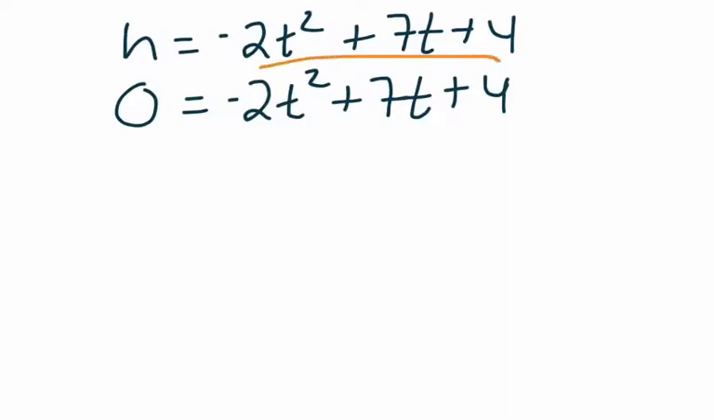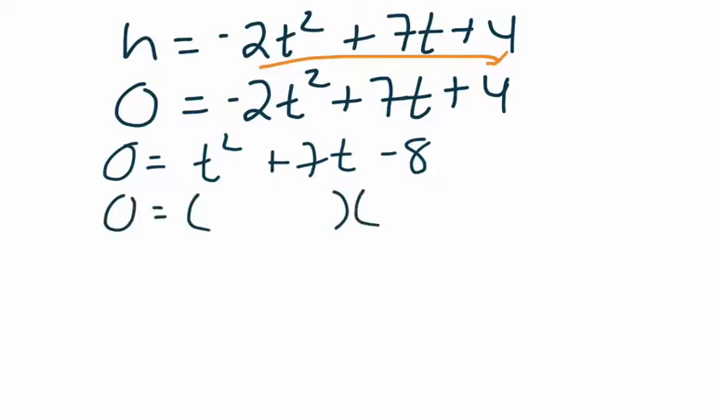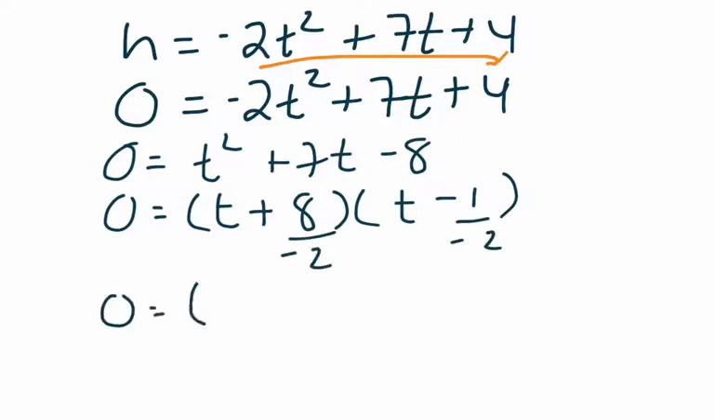So I'm going to go ahead and start with slide and divide. We're going to slide that -2 down. -2 times 4 is -8. Then we'll factor this. We want two numbers that multiply to -8 but add up to +7, and that would be a +8 and a -1. Make sure you divide and then simplify your fractions. So this becomes t minus 4, and this becomes -2t minus 1.